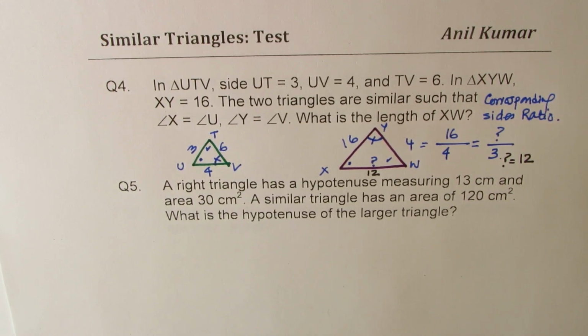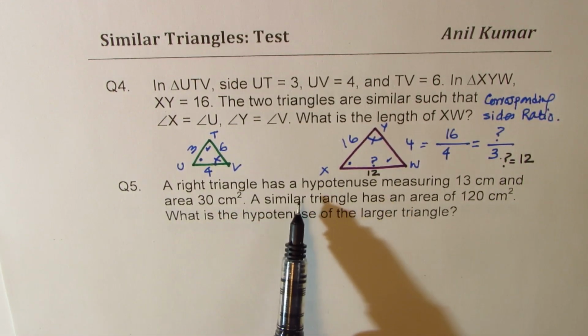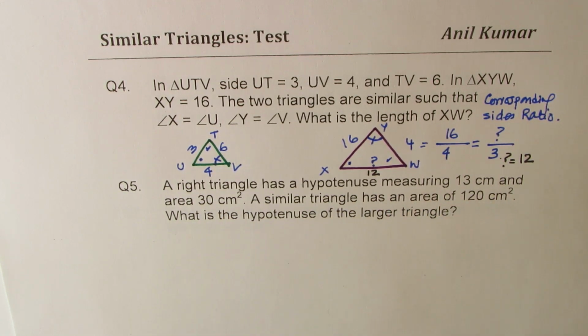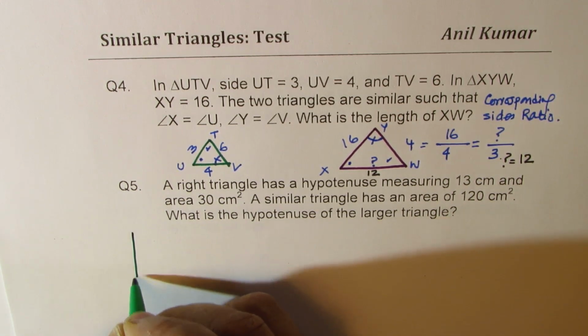Question number 5. A right triangle has hypotenuse measuring 13 centimeters and area of 30 centimeters square. Okay, so let me just make a right triangle here.